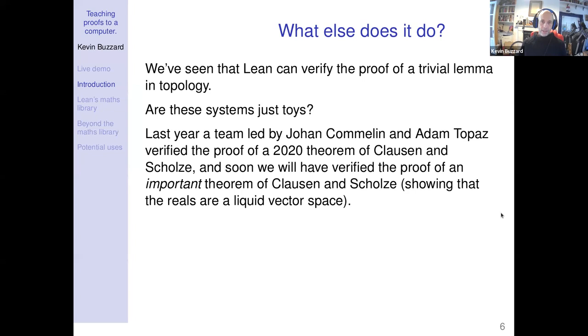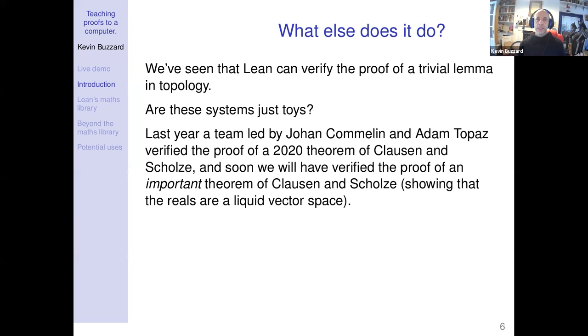Recently the community has proved a theorem of Clausen and Scholze that they announced in 2020. And in fact, they challenged us to prove an even harder theorem. And if you give us a few more weeks, I think we're going to have proved that the reals are a liquid vector space. This is one of the research projects I'm working on right now. So one thing that's happened since 2017 is that these things have started to engage with modern research level material. And the discovery that we've made, in some sense, was that this stuff does actually scale. This is the exciting thing.